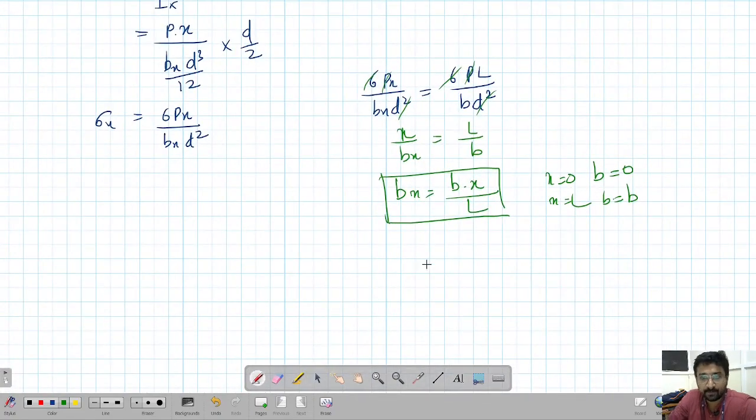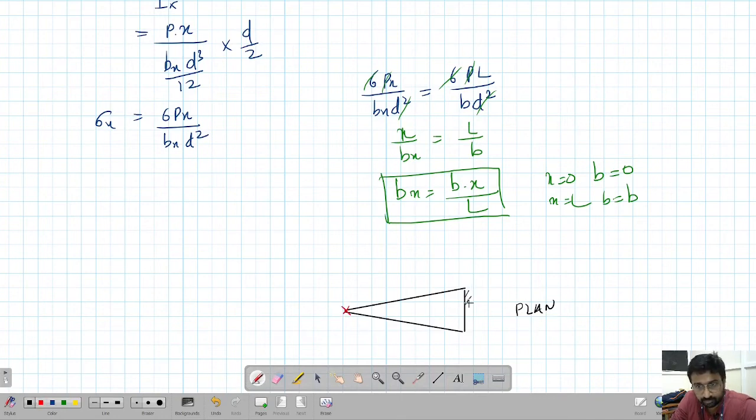So how does it look? It will look like this. If I draw the plan, it will look something like this. This is the plan. This is the load point, and this is the support, and this distance is d.